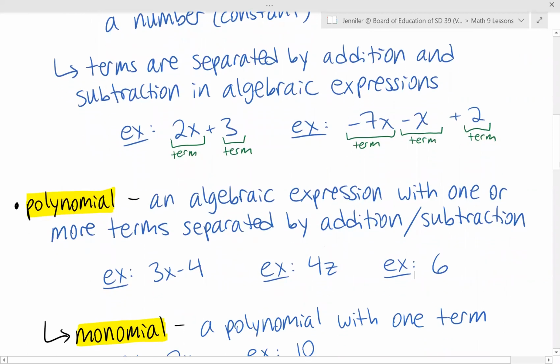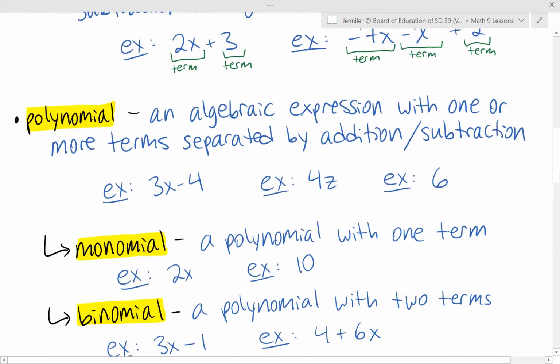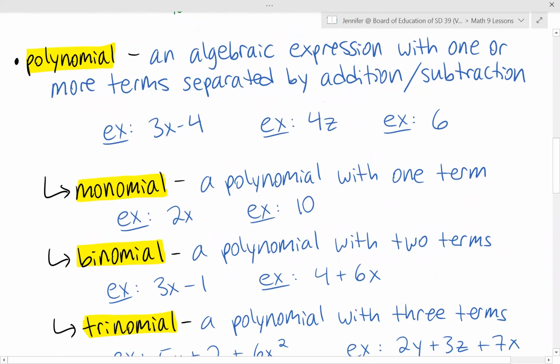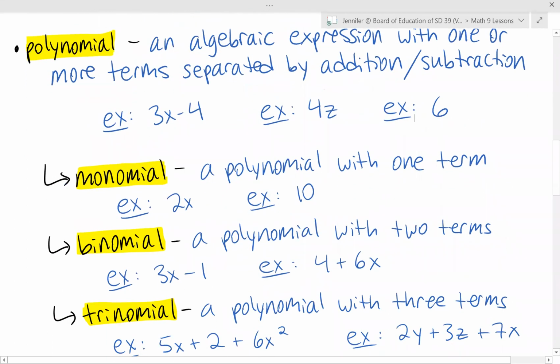There are 3 different types of polynomials: monomial, binomial, trinomial. They're kind of easy to remember if you just look at the prefixes of the word. So a monomial is a polynomial with just one term. So 2x or 10. There's no addition or subtraction separation here because it's just one term on its own. So this one and this one, those are both monomials as well.